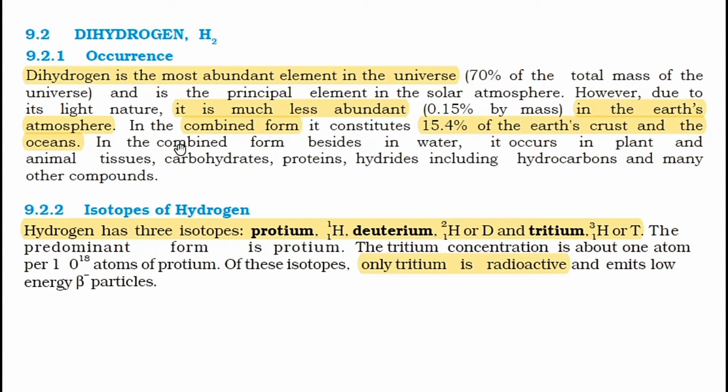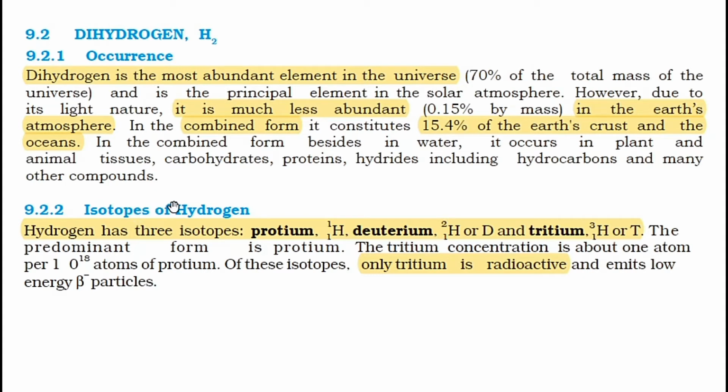In the combined form, besides in water, it occurs in plant and animal tissues, carbohydrates, proteins, hydrides, including hydrocarbons, and many other compounds. When we talk about hydrides, then we are not just talking about H negative ions, we are talking about all hydrogen containing compounds. The compounds formed by the reaction of both metals and nonmetals are referred to as hydrides for convenience.